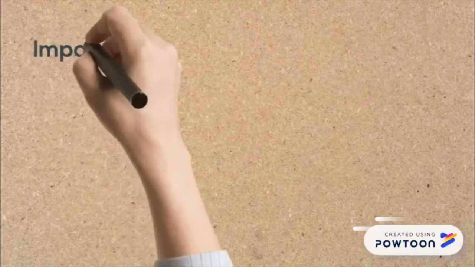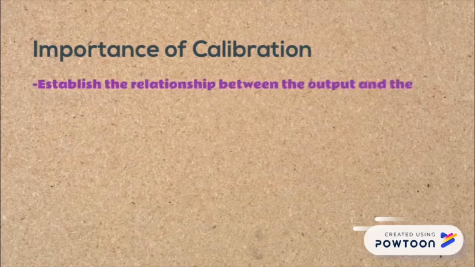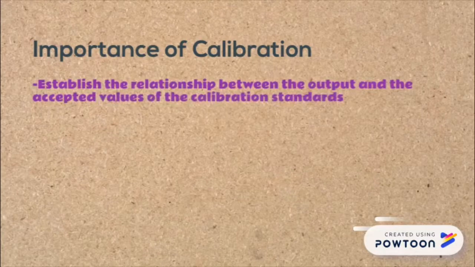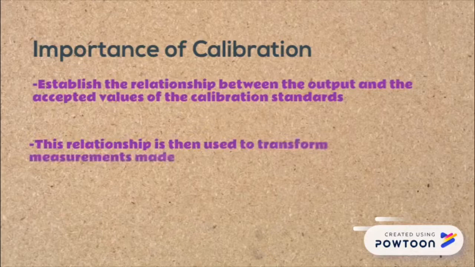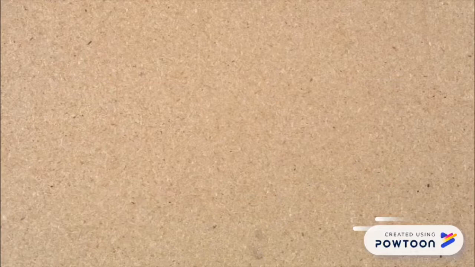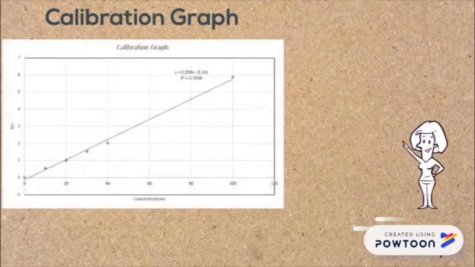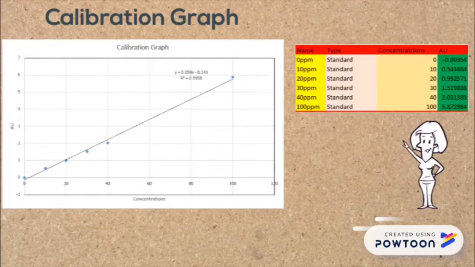Calibration of the instrument is essential to establish the relationship between the output and the accepted values of the calibration standards. This relationship is then used to transform measurements made on test samples into estimates of the amount of analyte present, which is based on Beer-Lambert's law. With known concentrations of caffeine, the absorptions at 269.1 nanometers were recorded and the calibration graph was plotted. A linear relationship is observed.